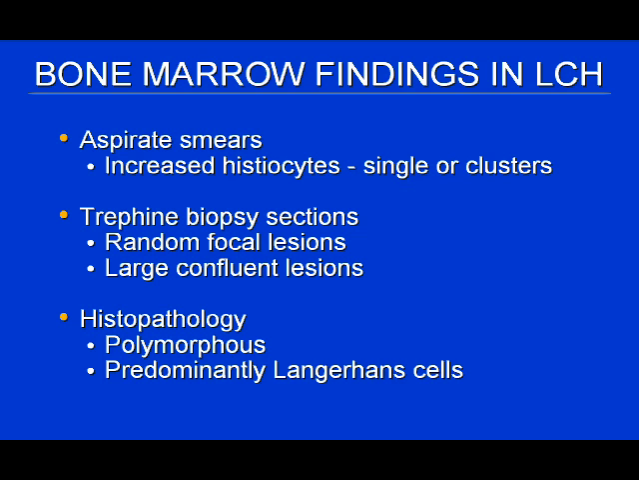The histiocytes may show features of Langerhans cells in smears that make one suspicious when you see clusters of these and they have the characteristic nuclear features, but they're easy to overlook because you usually don't aspirate many of them in the aspirate smears. However, in the trephine biopsies, you may see focal lesions consisting of a polymorphous infiltrate, or you may see large confluent lesions, and they may consist predominantly of just Langerhans cells.